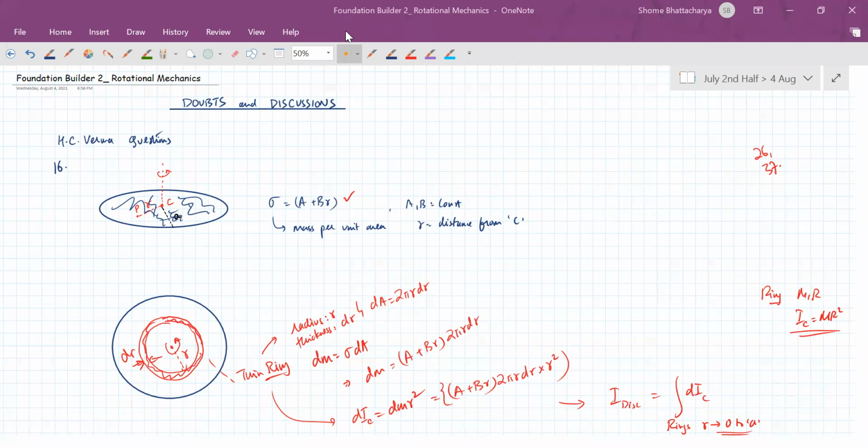Sir, that dA equal to 2 pi r dr, how did that happen? The ring's circumference is 2 pi r and thickness is dr. So area is circumference into thickness.